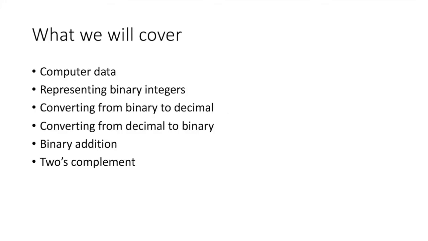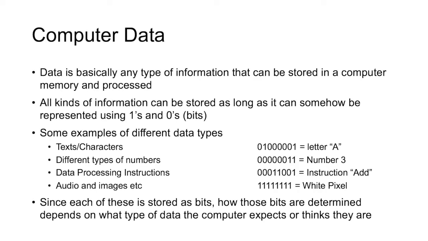So, what we'll cover is computer data, representing binary integers, converting from binary to decimal, converting from decimal to binary, addition, and 2's complement. Computer data is basically any type of information that can be stored in a computer memory and processed. All kinds of information can be stored as long as it can somehow be represented using ones and zeros. Since each of these types of information is stored as bits, how those bits are determined depends on what type of data the computer expects or thinks they are.